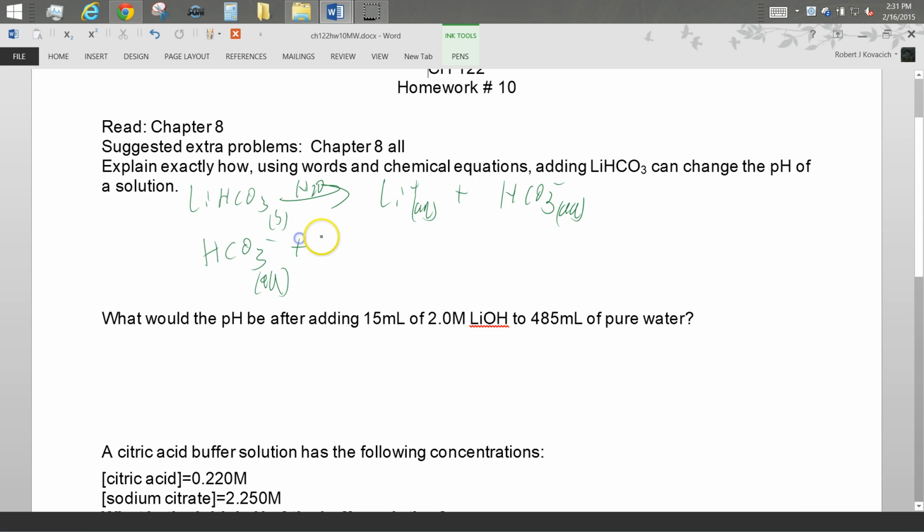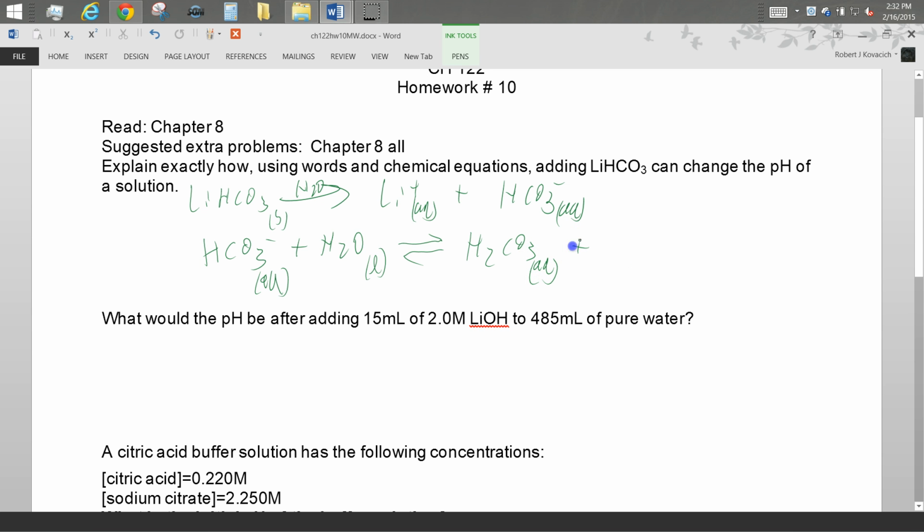What'd you say? It wants to be as a molecule, right? It wants to have no charge. So it would like to be carbonic acid.